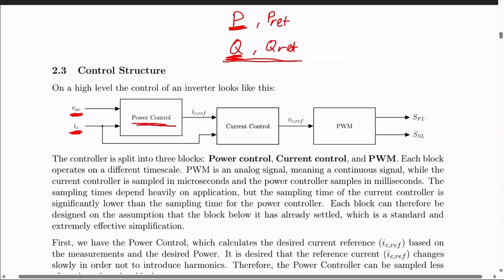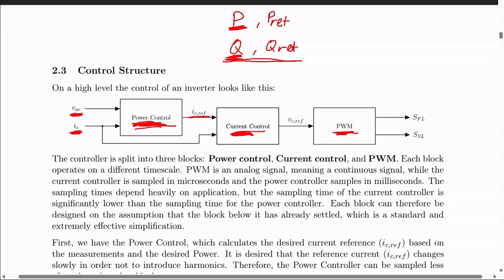You can see that the controllers are after each other, and it wouldn't work if all of them had the same sampling frequency. Because if, for example, the power controller samples at the same rate as the current controller, the reference will be changing before you're able to control the current to the reference, if that makes sense. So in order for this to work, the power controller needs to be slower than the current controller, and the current controller needs to be slower than the PWM.